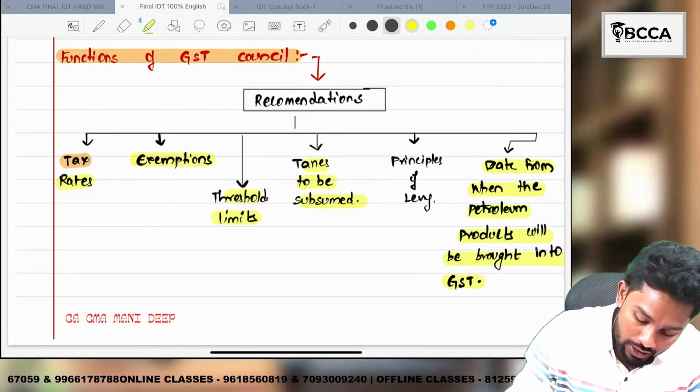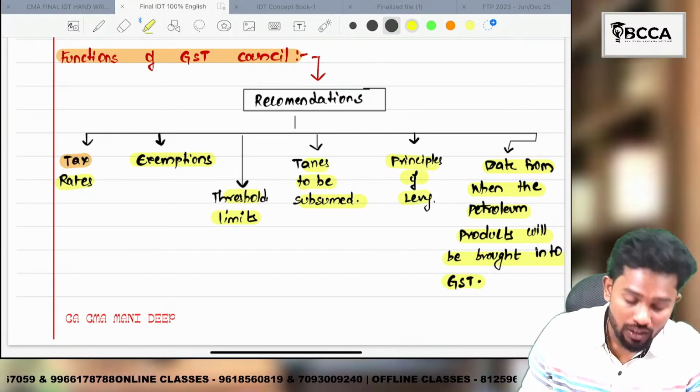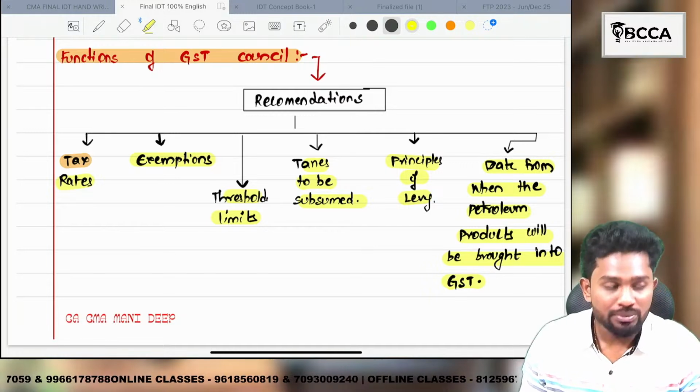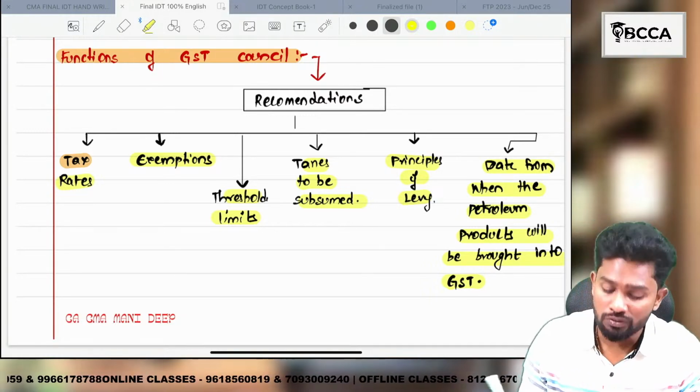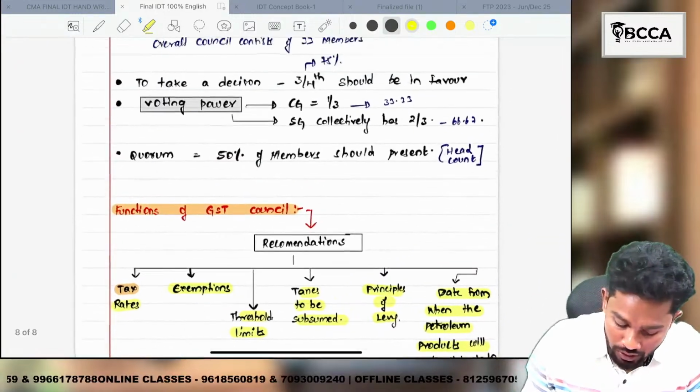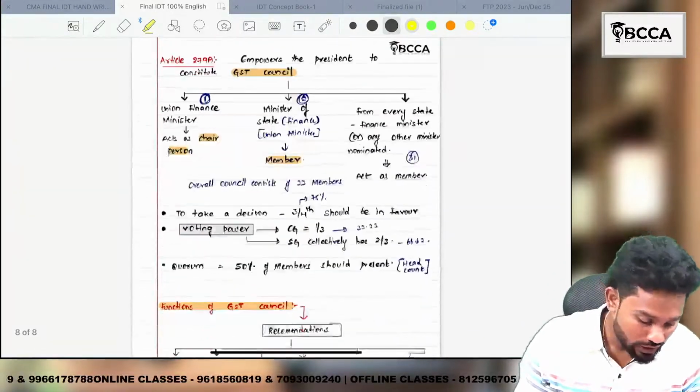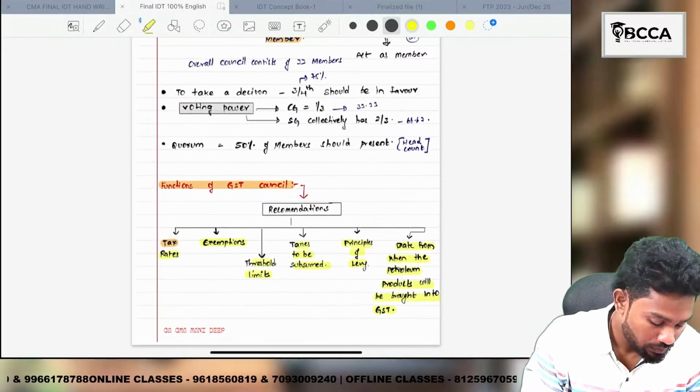So the recommendations of the council will be on tax rates, exemptions, threshold limits, taxes to be subsumed, principles of levy, and the date from which petroleum products can be brought into GST. So these are the functions of the GST Council.